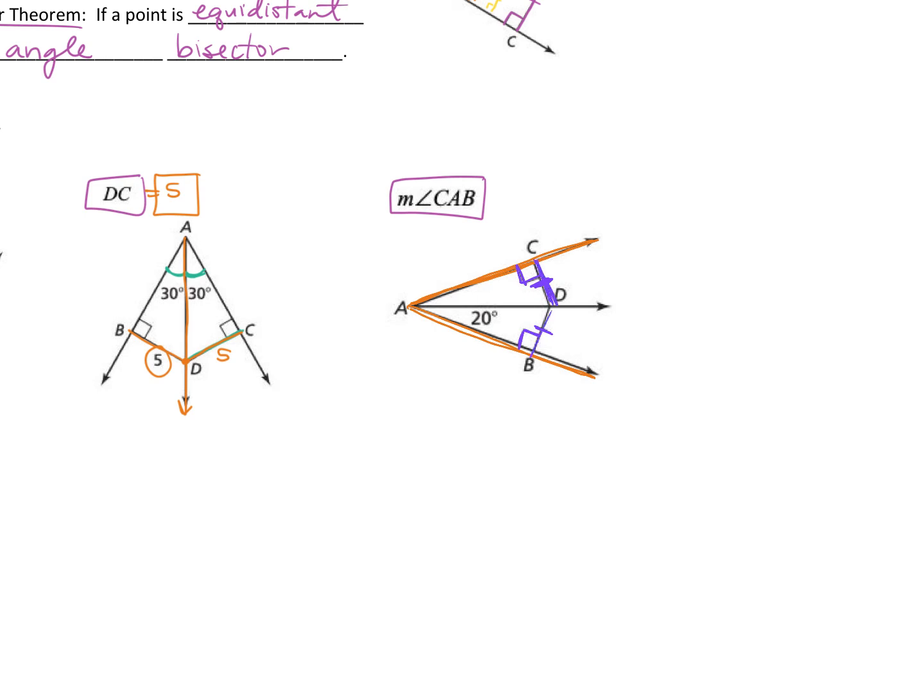Anyway, so this distance being the same as this distance means that AD is an angle bisector. And if AD is an angle bisector, what is this angle? 20. So the whole orange angle is 20 plus 20, or 40. Okay? Questions on that?